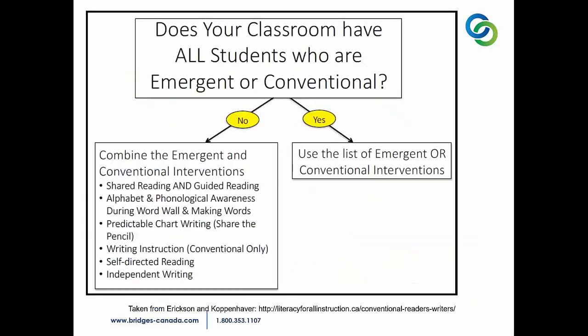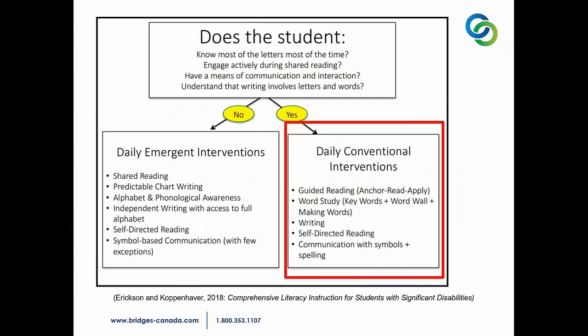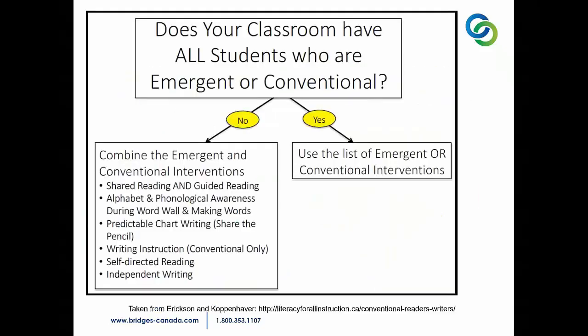If you have all emergent learners, then the components that you would use would be the ones on that left-hand screen, that previous screen. And if you had all students who were moving towards conventional literacy, then you would use the daily conventional interventions. But most of us have classrooms that have a combination of these types of students. And so we suggest that you combine the emergent and the conventional interventions. And what you'll see in this list is that most of these interventions are contained within MEville to WEville, with the exception of a couple of things, and we'll talk about how they differ.